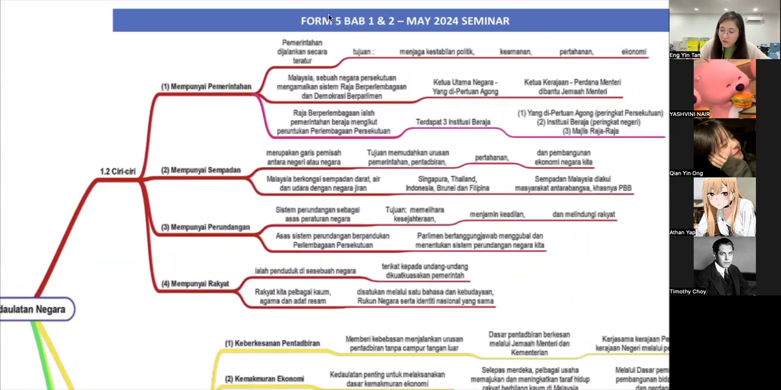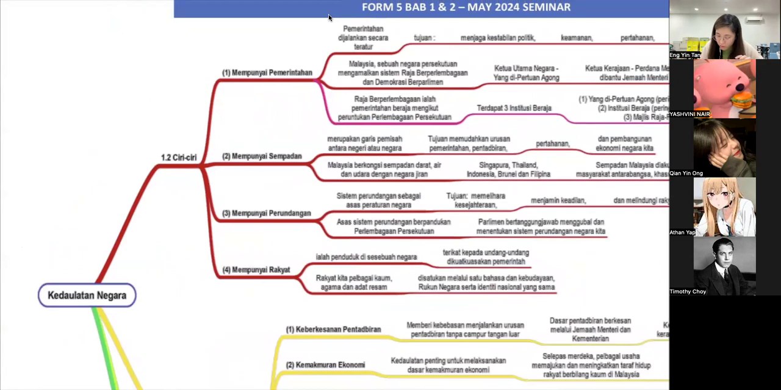Ciri-ciri. Now the ciri-ciri I told you, kedaulatan means what? Again, go back to the roots. This is the root. Kedaulatan means the power, kuasa tertinggi. So when a country has the power, what are the characteristics they have? What's the special thing? When you have the power, then so what? So that you have the government. Mempunyai pemerintahan. You have your own government.